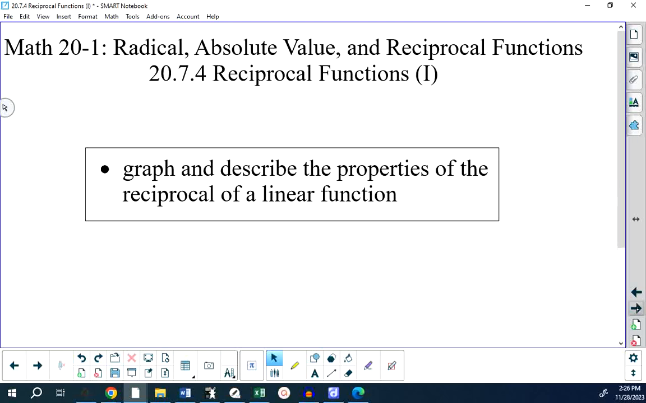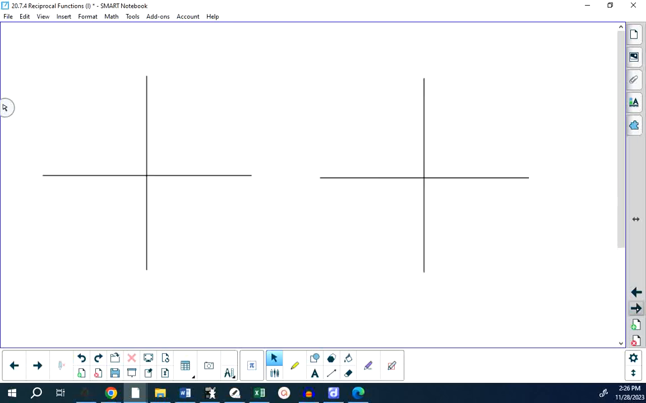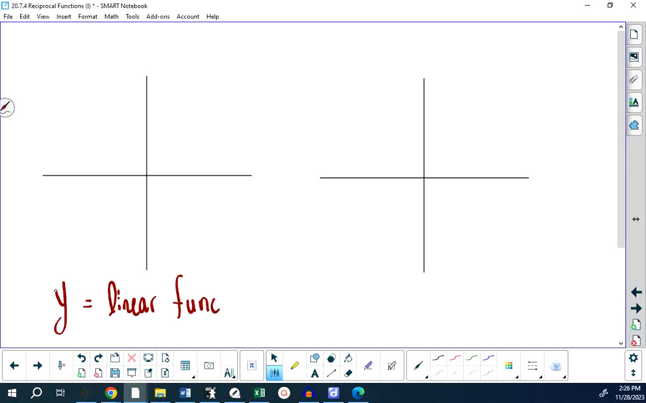In general, though, we're going to be looking at how to graph and describe the properties of the reciprocal of a linear function. What does this mean? Well, if I were to look at y equals some linear function, maybe that function is 6x plus 3, maybe it's negative 3/4 x minus 8, but it's a linear function. What that means is it will have a straight line for the graph.